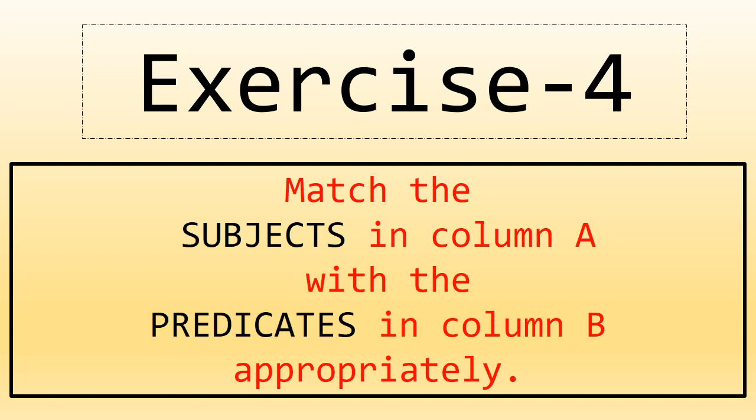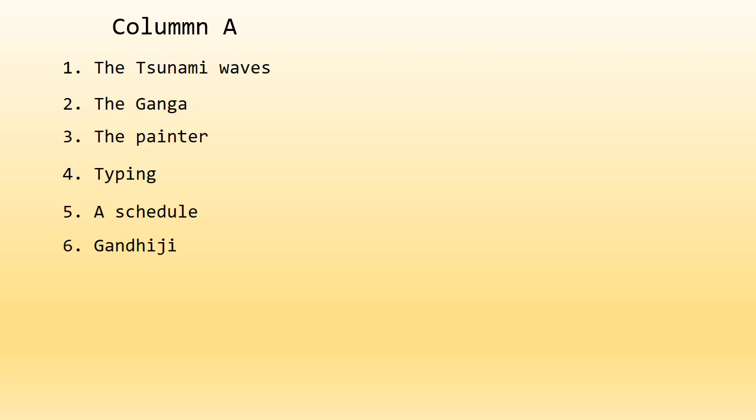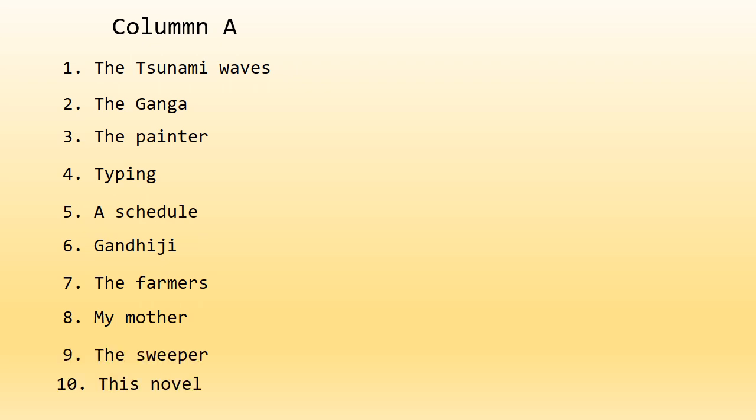Right, so what is given in column A? Let's read. In column A, number 1, the tsunami waves. Number 2, the Ganga. Number 3, the painter. Number 4, typing. Number 5, a schedule. Number 6, Gandhiji. Number 7, the farmers. Number 8, my mother. Number 9, the sweeper. And number 10, this novel.